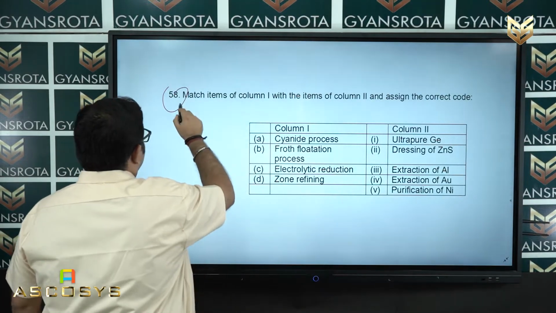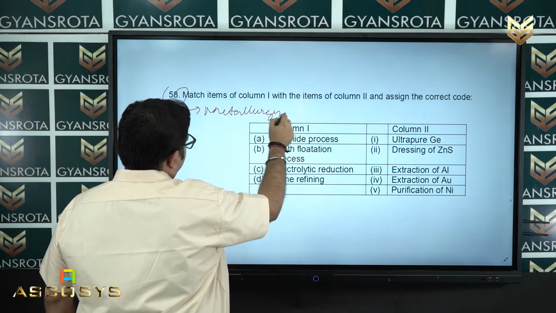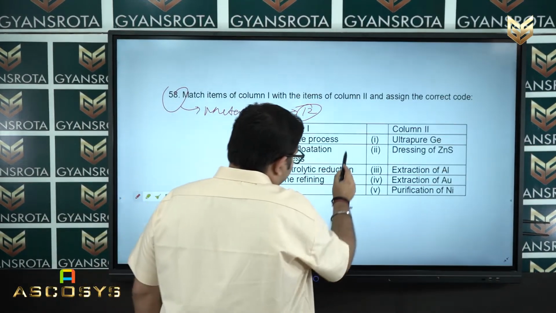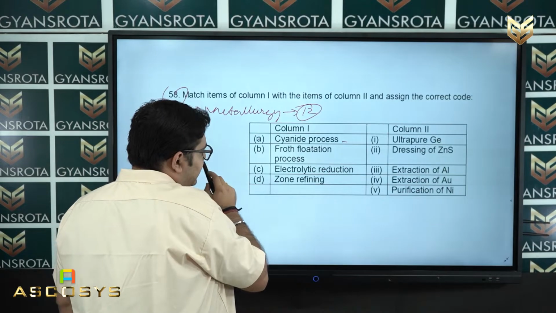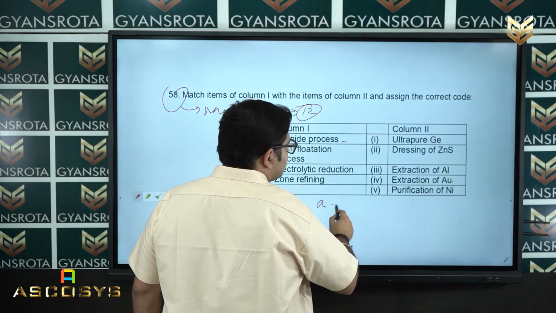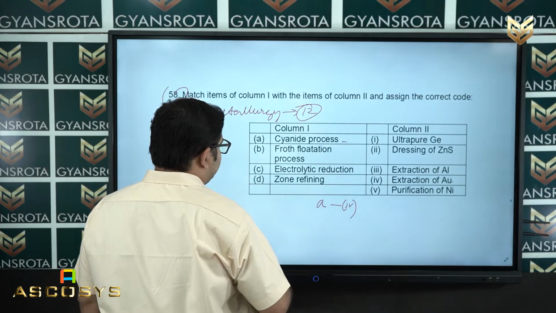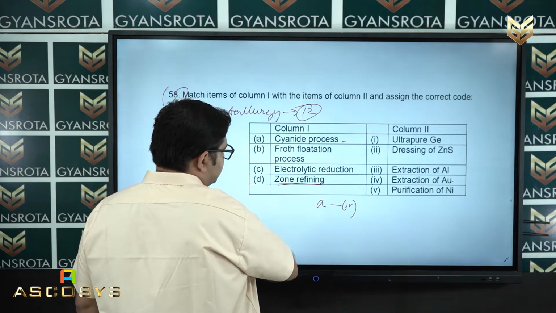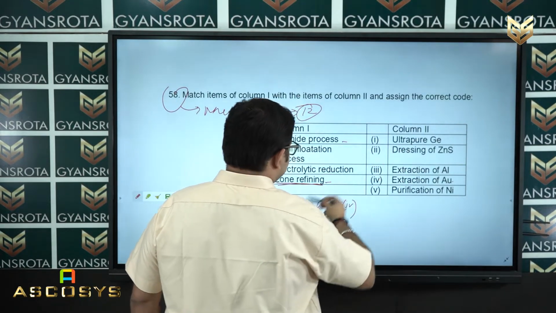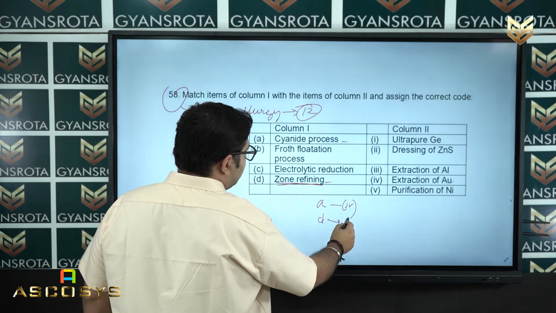So, now we are moving to the solution part. So, this question comes from the metallurgy chapter of the class 12 NCERT. So, if you see the cyanide process, the first process is basically used for extraction of gold. Okay. So, A is matched with 4. And if you see the zone refining process, a very famous process, that is basically used for the purification of ultra pure germanium. So, D is matched with 1.